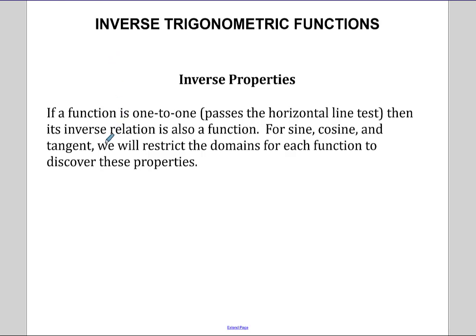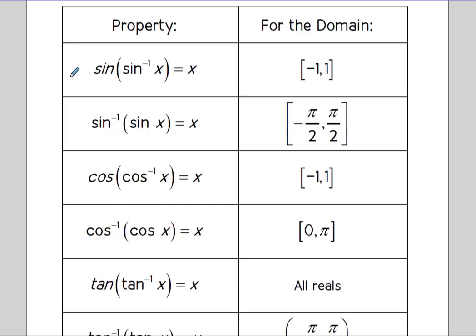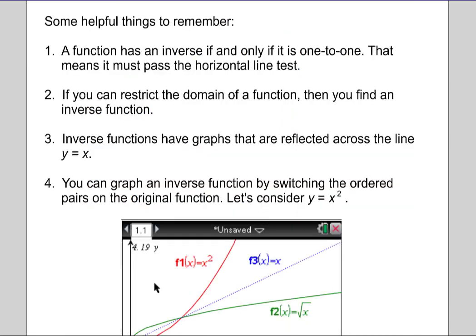For sine, cosine, and tangent, we need to restrict the domains of each function to discover the properties of the inverse functions. And right here on the first page of your notes are the properties and the domains for each one of these expressions, whether you're taking the sine of an inverse or the inverse of a sine. Those domains are going to be restricted in different ways. Without spending a lot of time going through them, we'll just graph and take a look at those features.